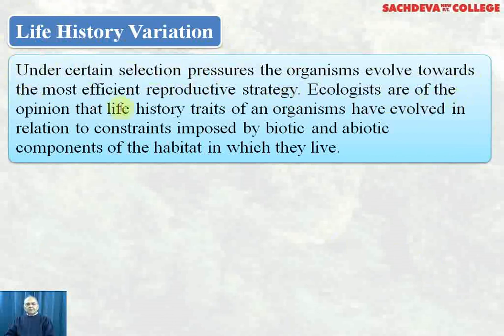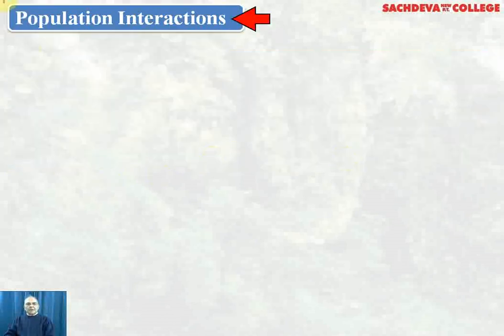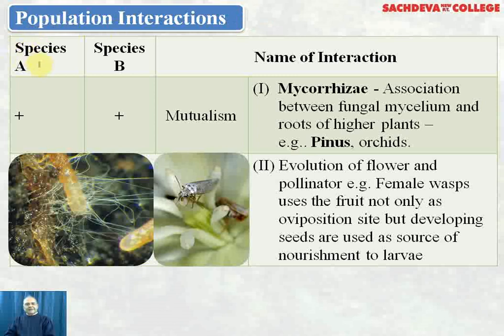Ecologists are of the opinion that life history traits of an organism have evolved in relation to constraints imposed by both biotic as well as abiotic components of the habitat in which they are living. Population interaction. Let us take mutualism first.